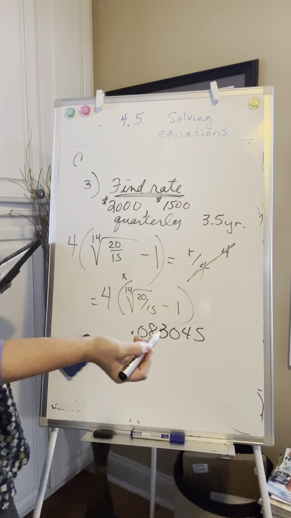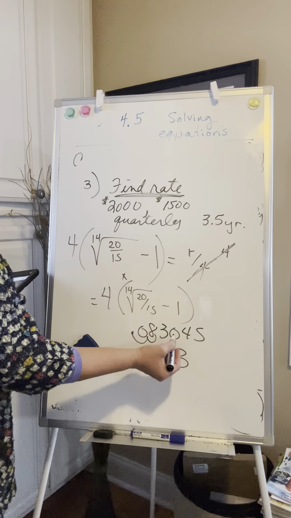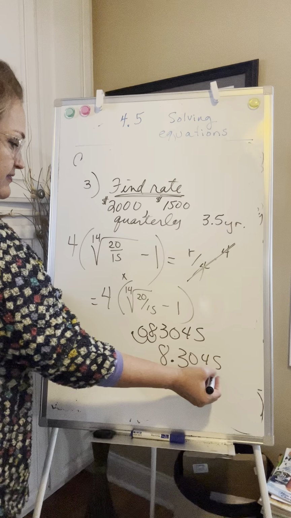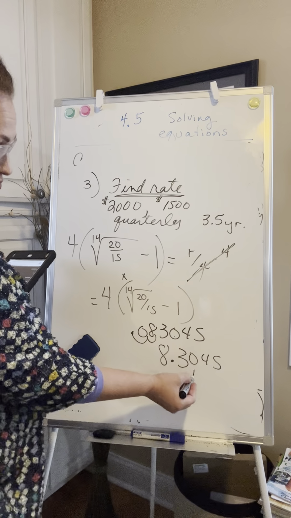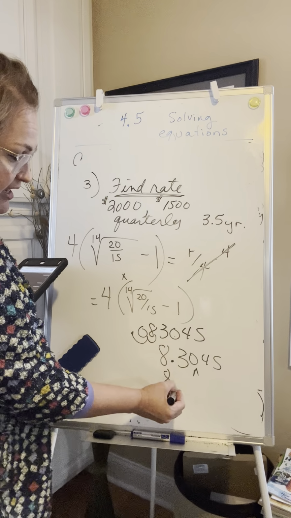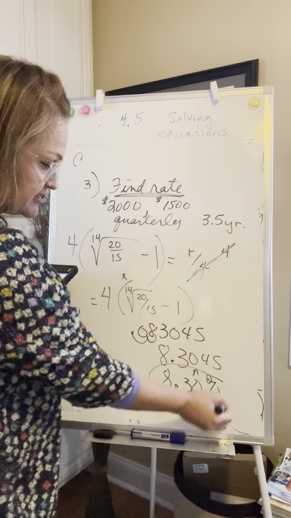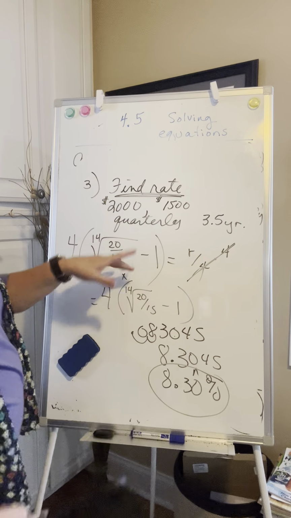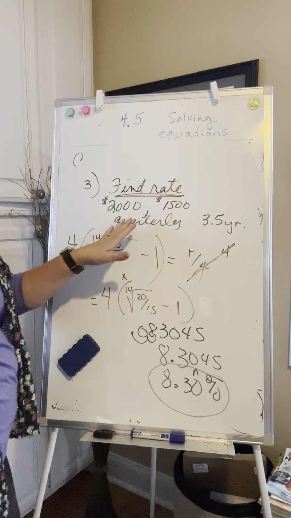Know that that is the decimal answer, but I'm supposed to be finding a rate. A rate should have a percent on it. So I'm going to move the decimal right and make it 8.3045. And the directions say round to the nearest 100th of a percent; it should tell you in your homework. Hundredths place right there. So it'd be 8.30 percent since the 4 won't round it up. So that's what percent it would take for 1,500 to grow to 2,000 in only 3.5 years if it's compounded quarterly.